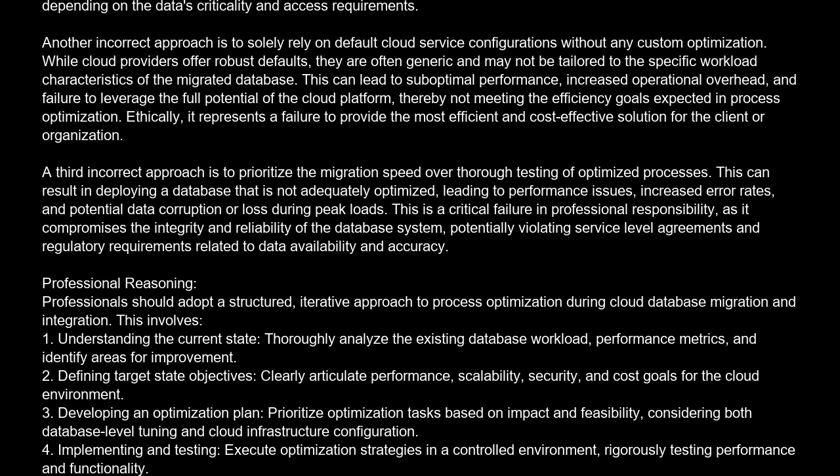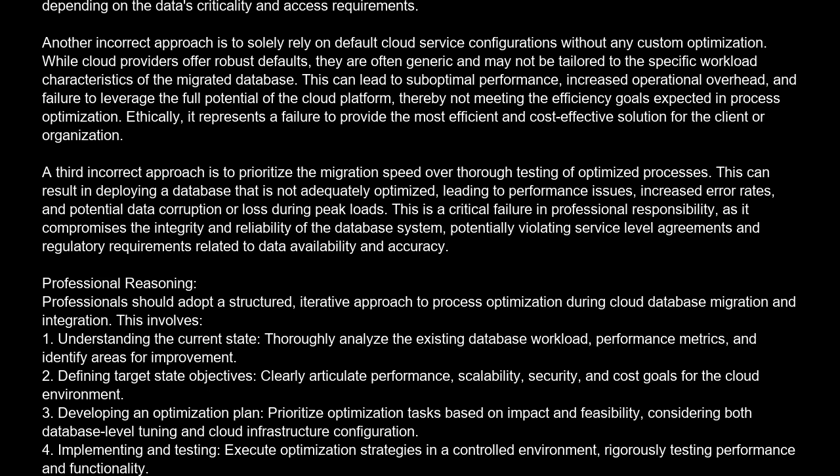Another incorrect approach is to solely rely on default cloud service configurations without any custom optimization. While cloud providers offer robust defaults, they are often generic and may not be tailored to the specific workload characteristics of the migrated database. This can lead to suboptimal performance, increased operational overhead, and failure to leverage the full potential of the cloud platform, thereby not meeting the efficiency goals expected in process optimization. Ethically, it represents a failure to provide the most efficient and cost-effective solution for the client or organization.